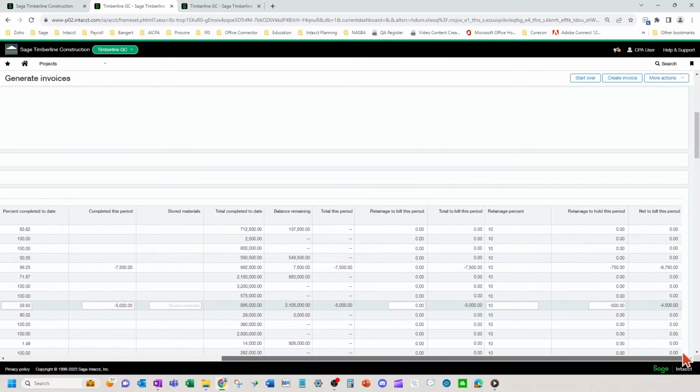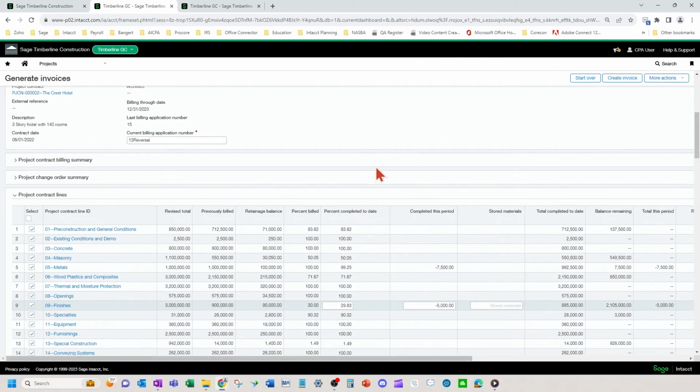Okay, so with progress billing, if you're a few ahead or they've paid and you need to correct a prior one, you need to come in and do negative numbers in the related lines. Okay, you create the invoice, and then your schedule of values would obviously be adjusted to reflect that correction.